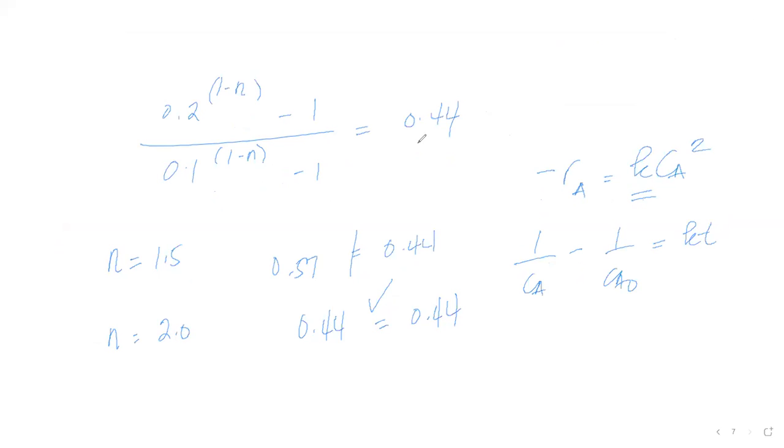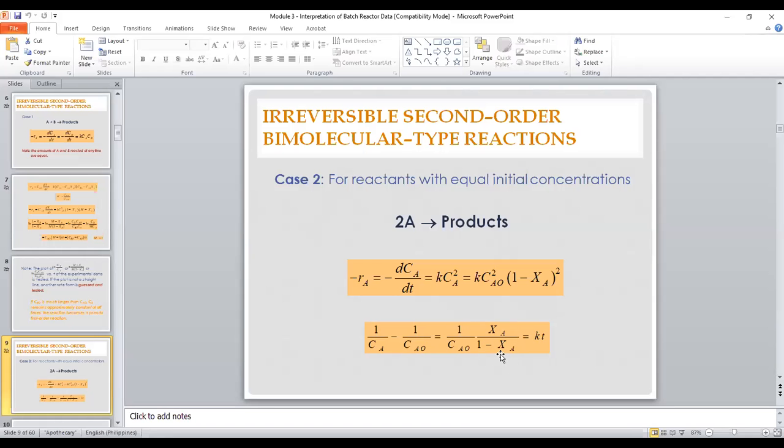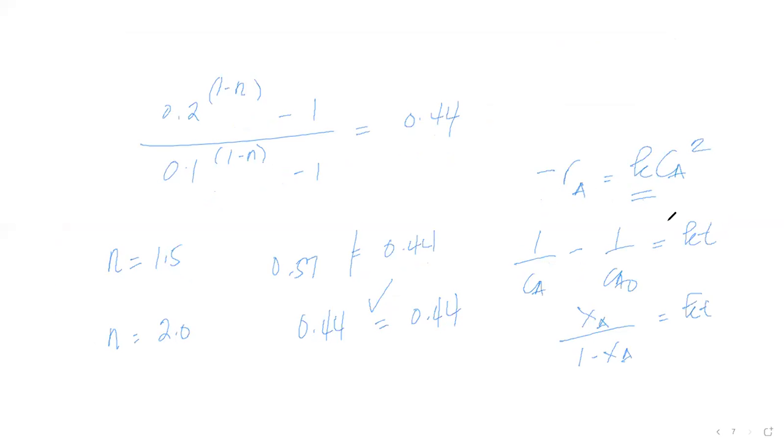But if you notice, we're given conversion. So you can change this one to XA over 1 minus XA being equal to KT, still based on the equation that we have on the slide. So you can have here XA over 1 minus XA, but there's still a 1 over CAO, I forgot. So you have to place it on the right side of your equation. So this is to be multiplied to CAO. Okay, you have 1 over CAO here.